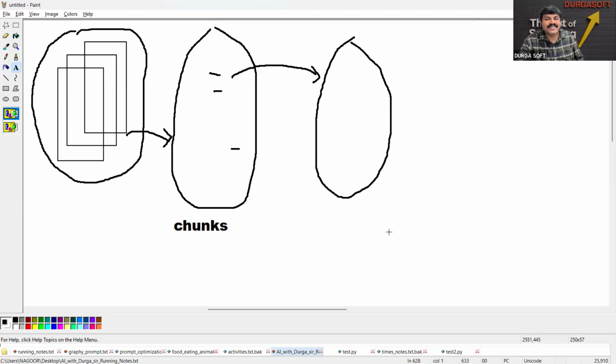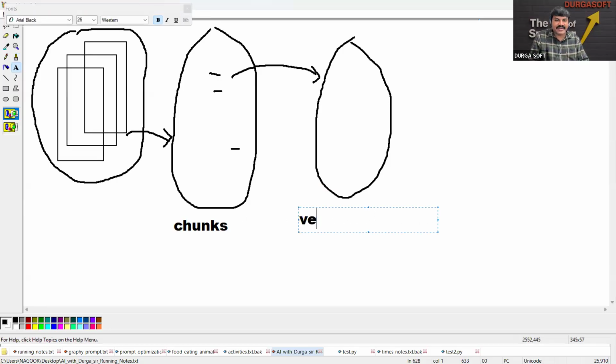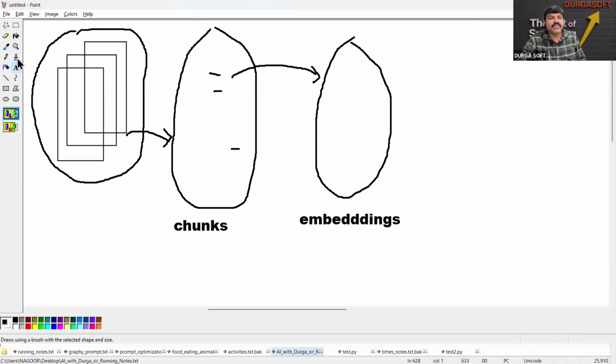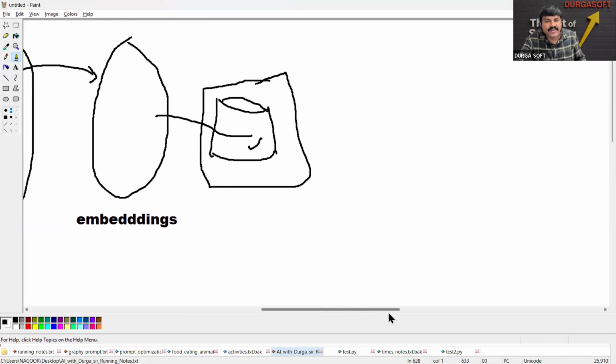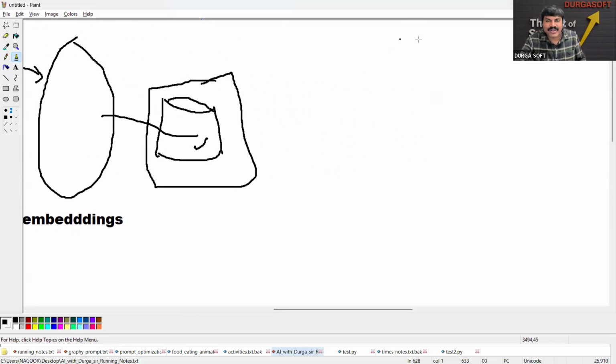You know embeddings, right? Yes, sir. Now these embeddings will be stored in a vector database. Where are these embeddings going to be stored? In a vector database, which is there in my local system. Or it may be cloud also, no problem at all. If it's remote, it may be there. Now this is my AI model.